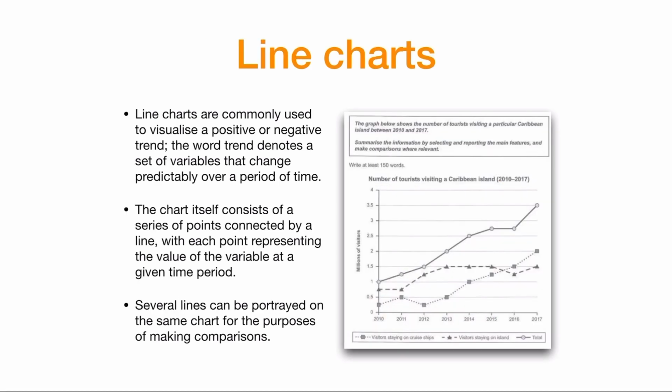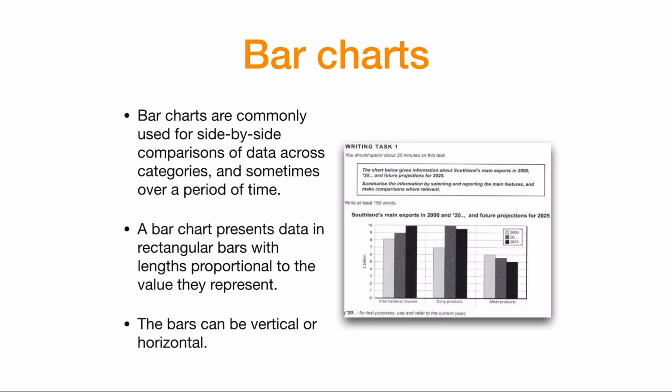Line charts. Line charts are commonly used to visualize a positive or negative trend. The word trend denotes a set of variables that change predictably over a period of time. The chart itself consists of a series of points connected by a line, with each point representing the value of the variable at a given time period. Several lines can be portrayed on the same chart for the purposes of making comparisons.